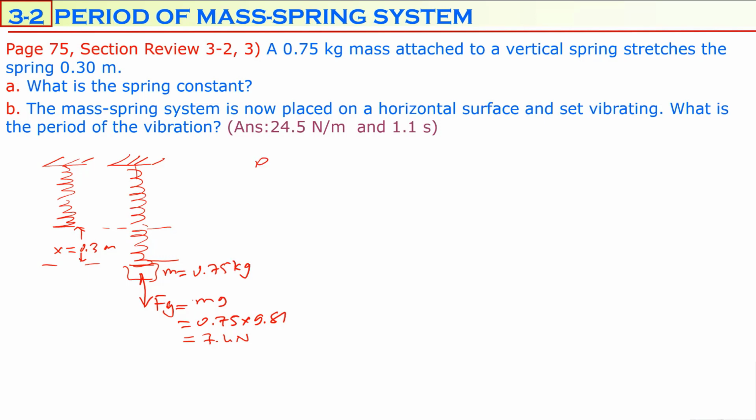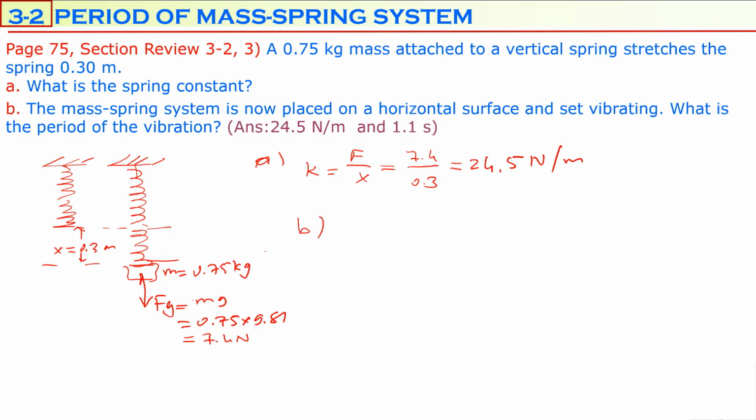Let's calculate the spring constant. We know that k is equal to the applied force divided by the amount of stretching, F over x. Applied force is 7.4, stretching is 0.3. So when we divide 7.4 by 0.3, we get the result as 24.5 newtons per meter.